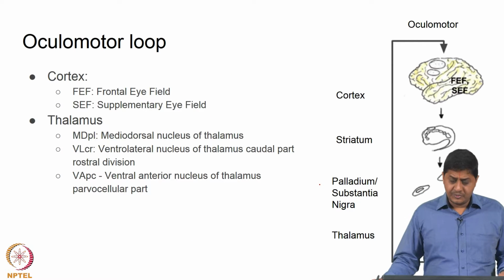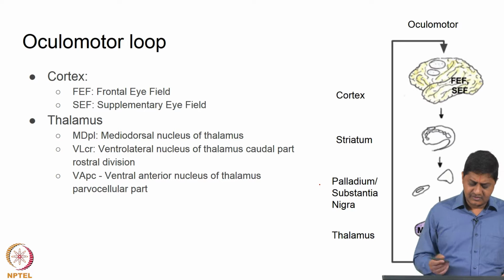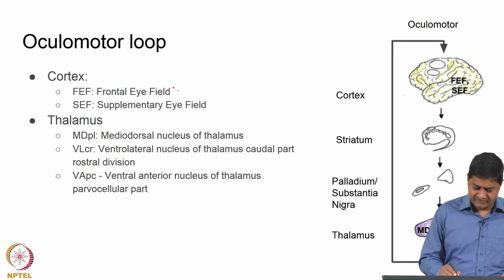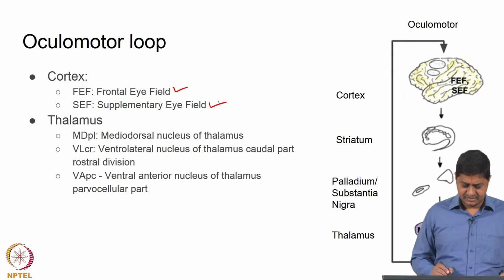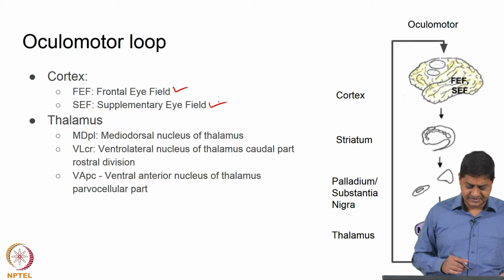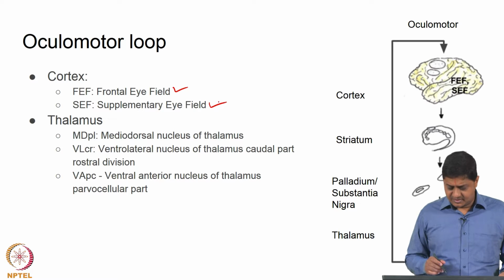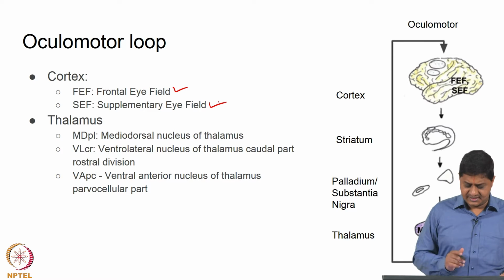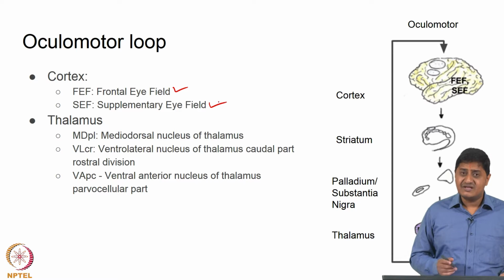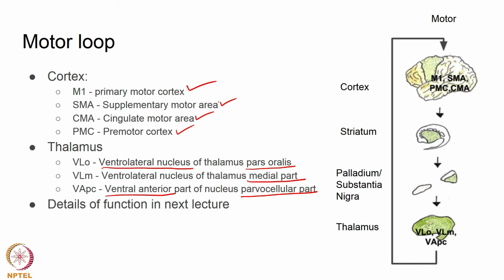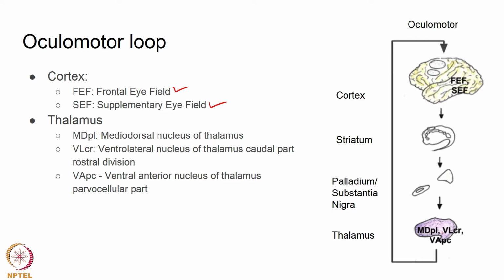In the oculomotor loop, the cortical inputs are from the frontal eye field and the supplementary eye field in the frontal cortex. The outputs are through the thalamus, but different areas in the thalamus. Earlier we said it is VA and VL thalamus. Here we said VLO and VLM thalamus. Here it is actually the mediodorsal nucleus of the thalamus and the ventrolateral nucleus of the thalamus.